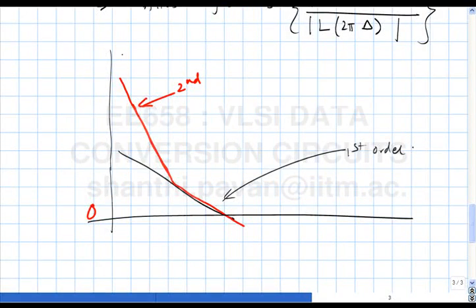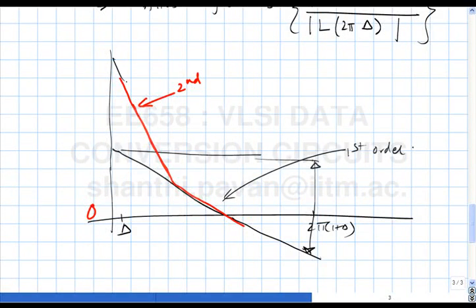So what do you think will happen to the alias rejection? The alias rejection in the first order case was this, 2 into 1 plus delta, and this is delta. This is the alias rejection. Okay. For a second order system, it will be this chap here. The distance is delta, the gain is much higher, so the alias rejection also gets higher.